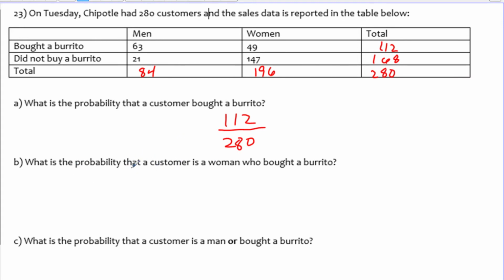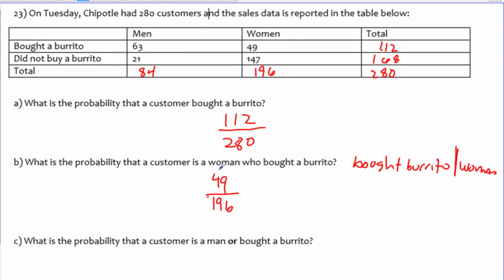Letter B says, what is the probability that a customer is a woman who bought a burrito? We have to be a little more careful. I'm going to rewrite this as bought a burrito given, which we use that bar for, that they are a woman. So go to the woman category. I know it was a woman, and there were 196 women, so that is my denominator. I'm only going to list the women who bought a burrito, and that would be 49.